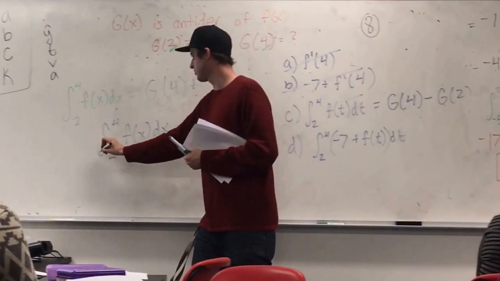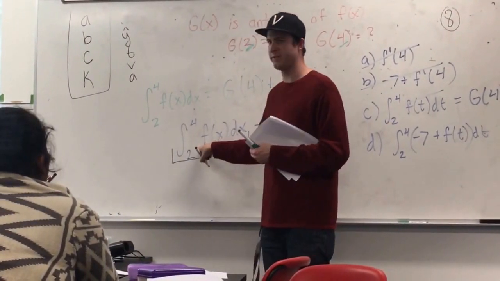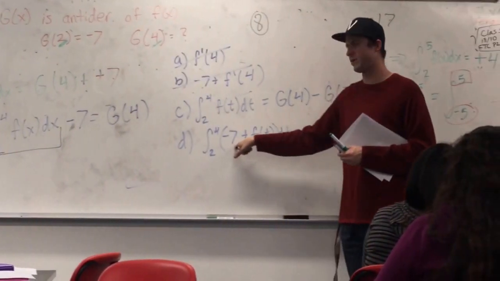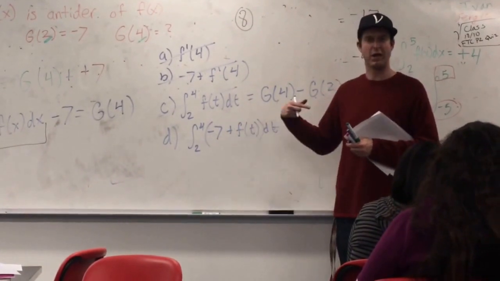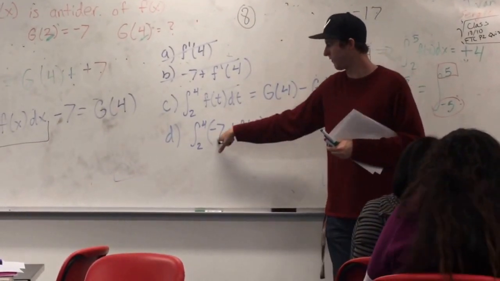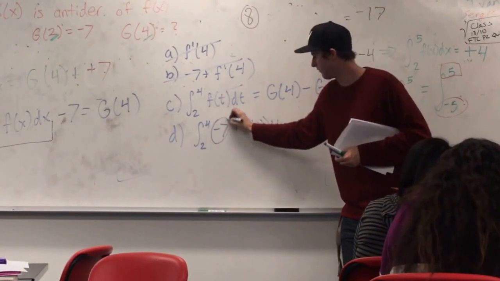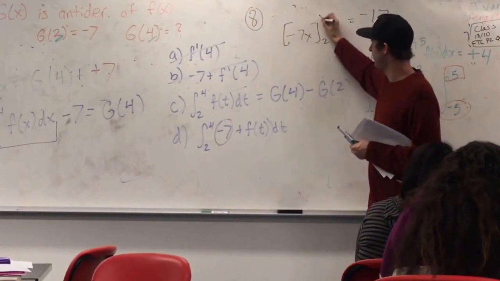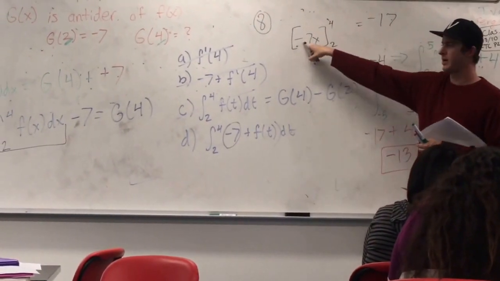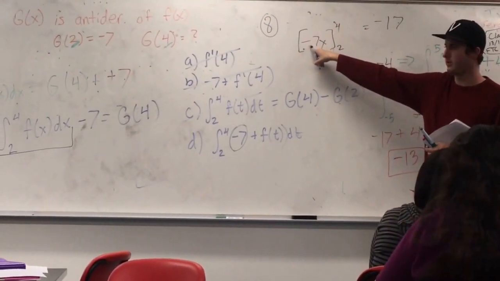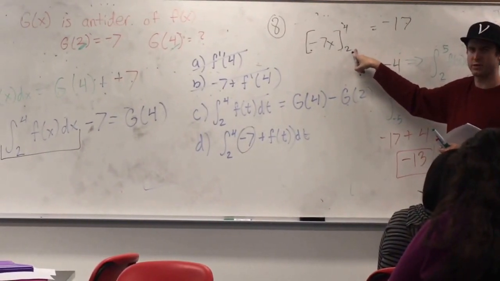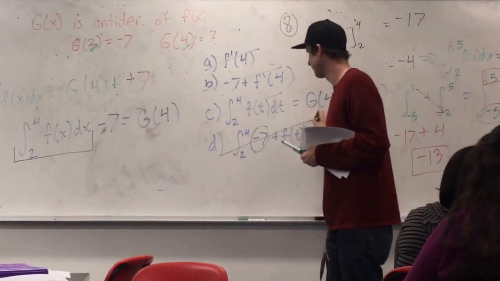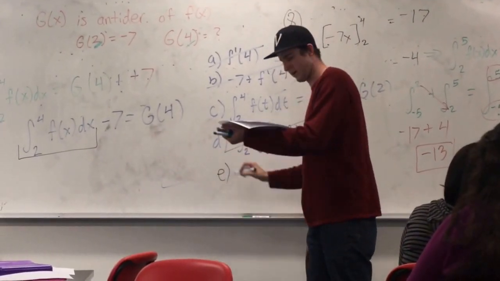Right here, I'm just doing the integral of f of x dx, and then that answer I'm subtracting 7. This is saying I'm doing the integral of negative 7. If I did the integral of negative 7, isn't it negative 7x, from, in this case, 2 to 4, which is going to be like negative 28 minus negative 14? So it's a different answer. So that's why this one's wrong. Which leaves E has to be the right answer.